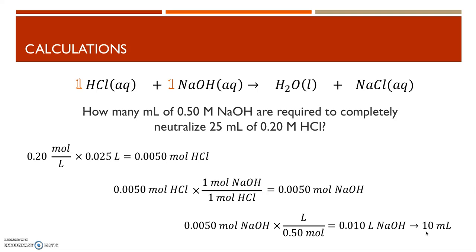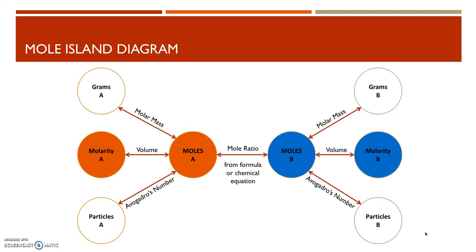The strategy for any stoichiometry problem or any acid-base reaction problem can boil down to this mole island diagram. If you're given a mass, perhaps, of an analyte or a compound, you can get to moles via the molar mass. If you're given a number of particles, you can use Avogadro's number to get to moles. In this case, we will be using molarity and the volume to get to moles.